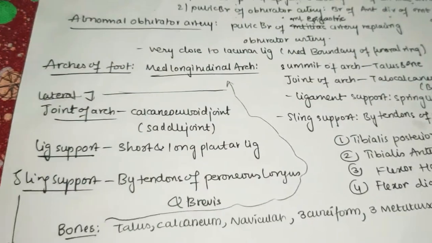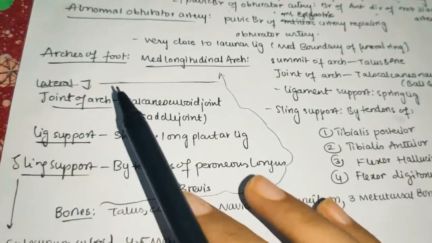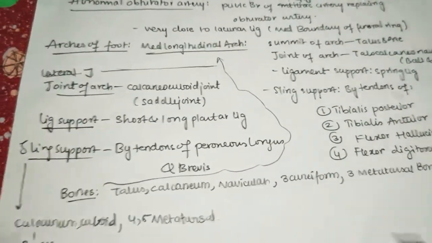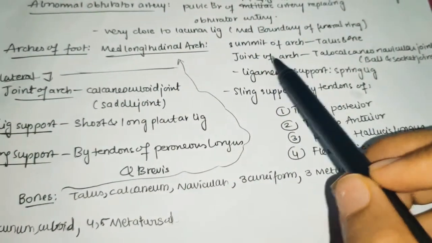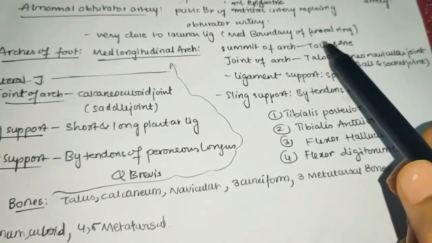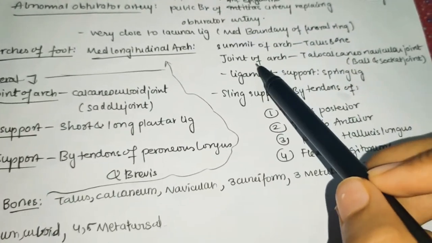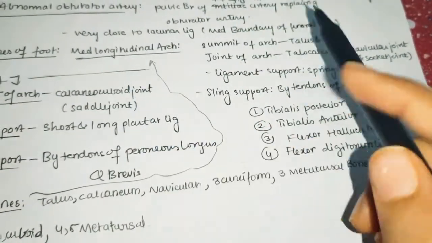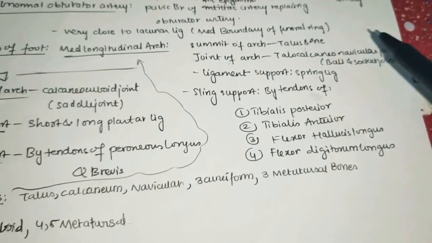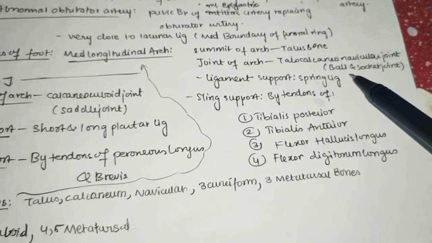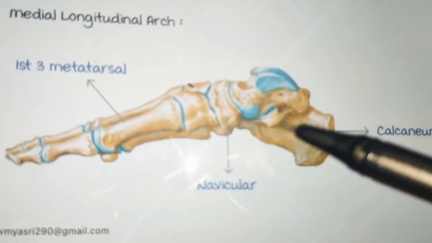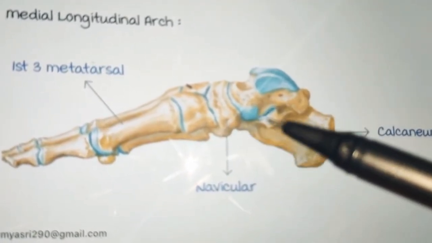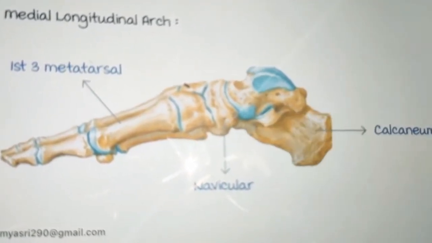Now we are going to start with the arches of the foot. You can see here the arches of the foot. First, the medial longitudinal arch. Here the summit of the arch, the highest bone, is the talus. The joint of the arch is the talocalcaneonavicular joint, which is a ball and socket joint. I will show that diagram. Here this is the navicular bone, this is the calcaneus bone, and the talus. These 3 are joined here at the talocalcaneonavicular joint.